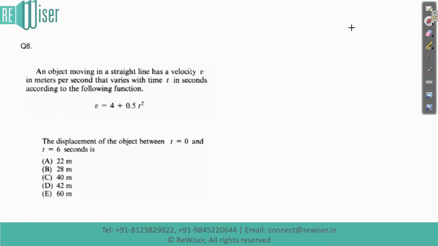Hello, as you can see in this question, it is asked: an object moving in a straight line has a velocity v in meters per second that varies with time t in seconds according to the following function. What is the displacement of the object between t = 0 and t = 6 seconds? So, how do we find it?